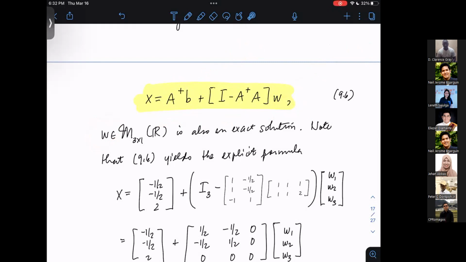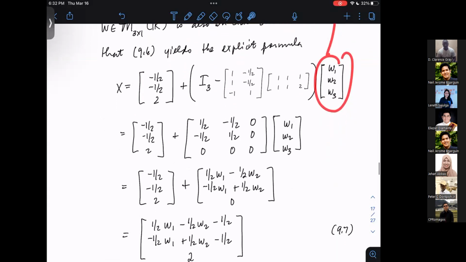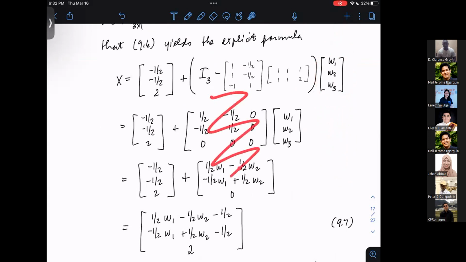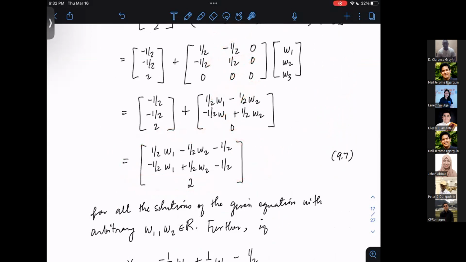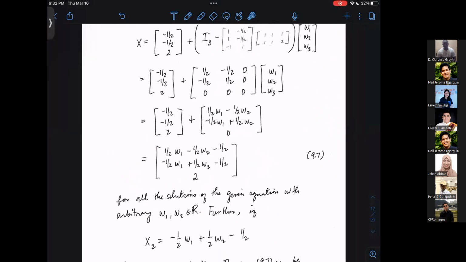So if you want to get an explicit formula for all of the solutions, then you just plug in everything. We already know that this guy is our solution. And then this is a 3x3 identity. Okay, those are the two matrices that we have earlier. Then I am representing W to be W1, W2, and W3. And if you're patient enough, you will reach this guy, right? This one. So these computations will tell us that any solution to our system will be of this form.